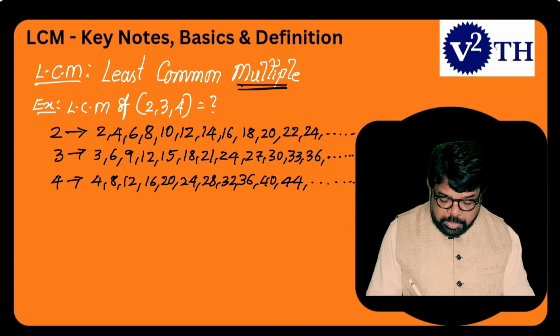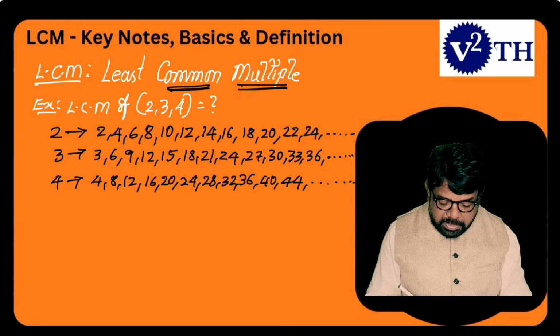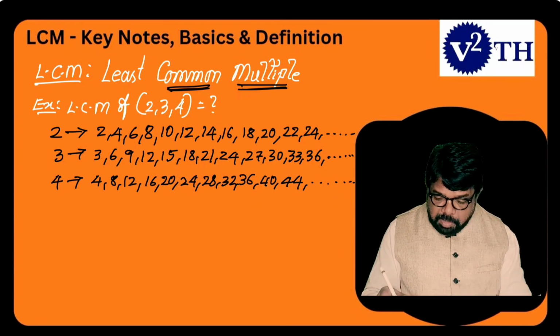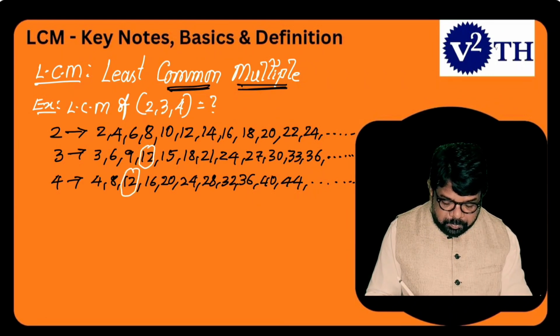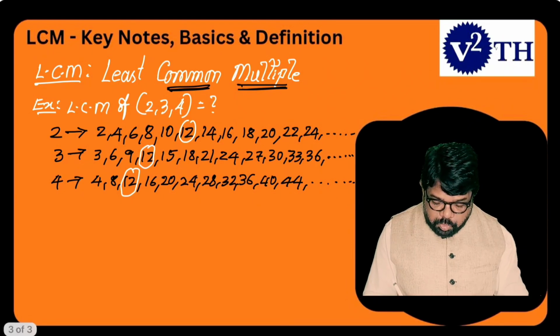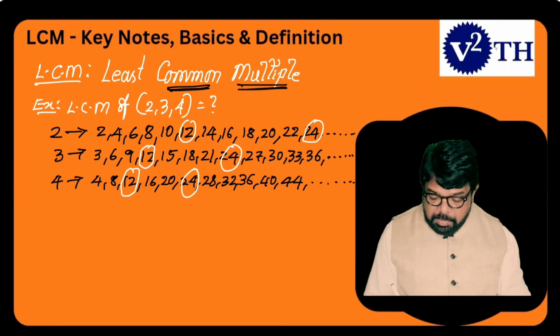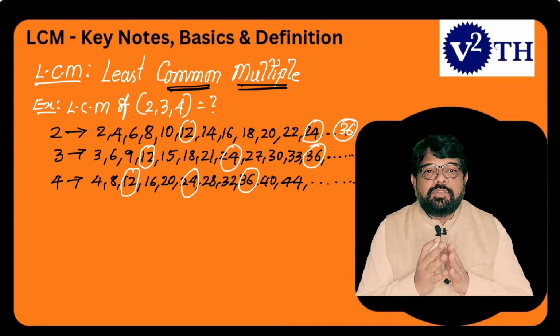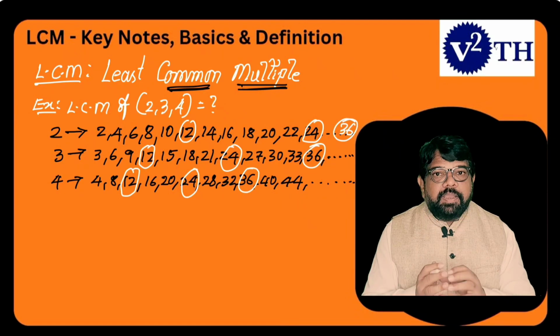Now in the multiples, what do you take? The common multiples. By observing, 8 is not common, but 12 is common. What is the next common multiple? 24. The next? 36. If you observe, the common multiples are also infinite.